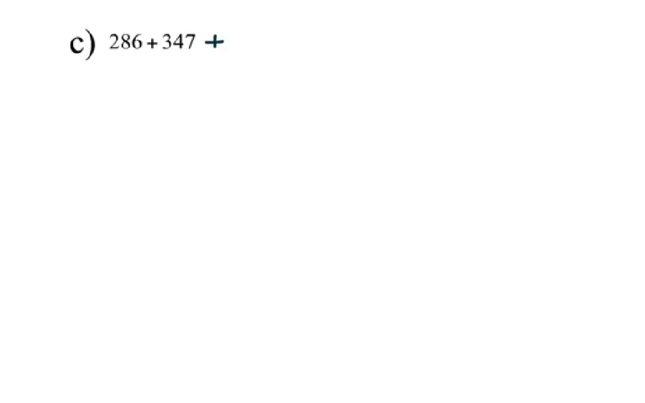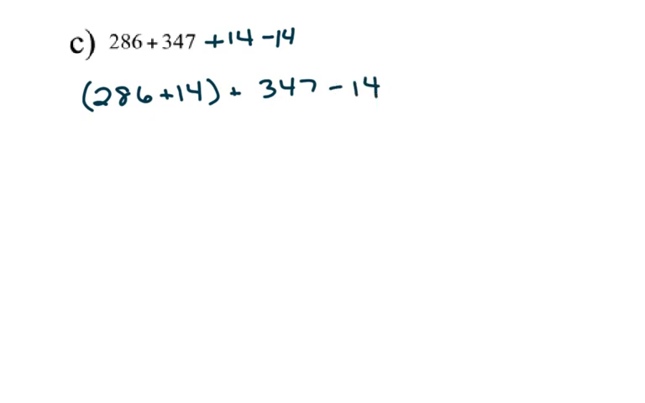286 plus 14 will give me that 300. Now if I add 14 to this expression, I must take away 14 from this expression so that we can have the property of equality used. So now I will use the commutative property to move numbers around. And when I regroup using those parentheses, that's the associative property. And so 286 plus 14 gives me that 300.